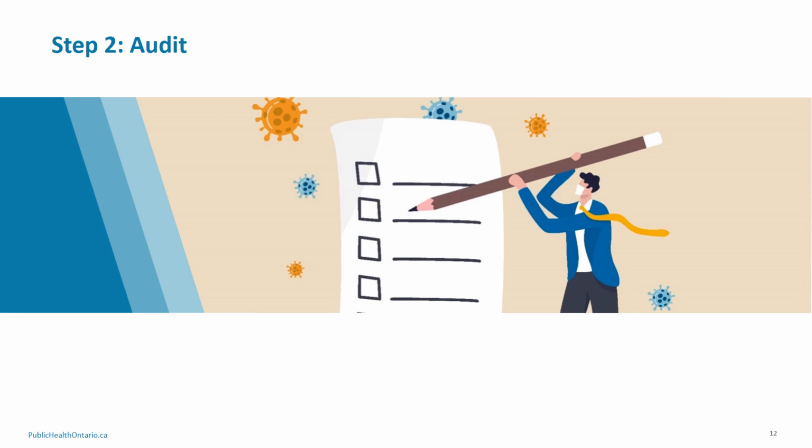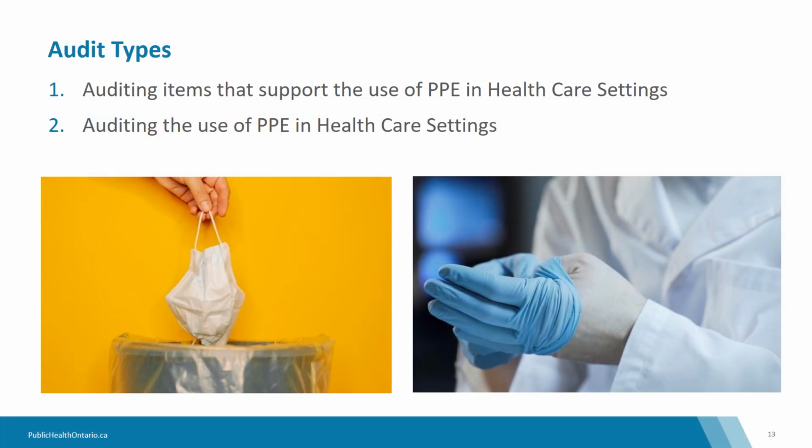Moving on to step 2, how and what should we audit? As mentioned previously, PHO has 2 new audit tools, including one for supporting the use of personal protective equipment in healthcare settings and one for auditing of personal protective equipment use. The first type is conducted on a regular but occasional basis to identify compliance with those factors that help support the use of PPE best practices in healthcare settings, including observations on policies and procedures, training, and supplies.